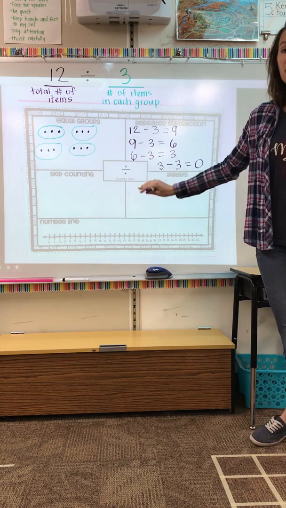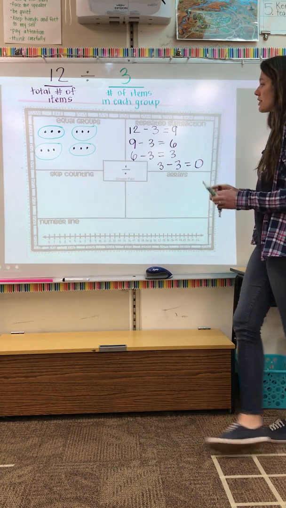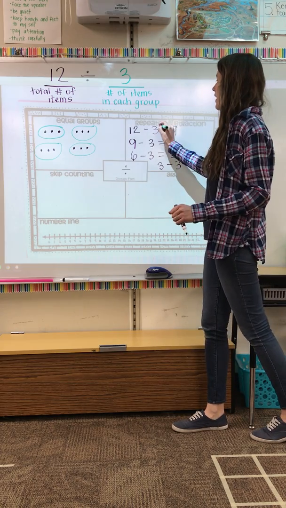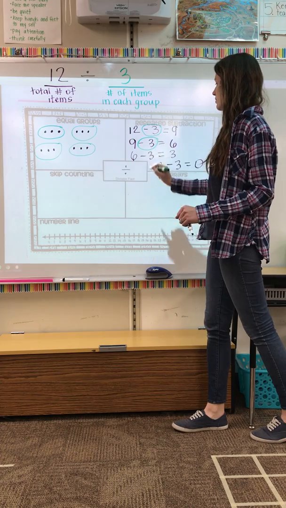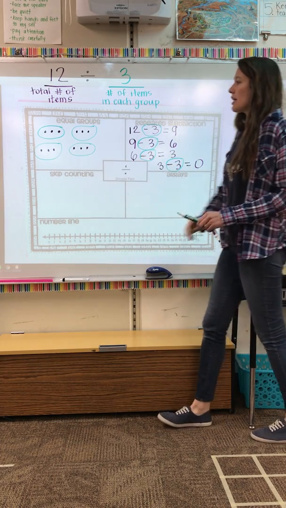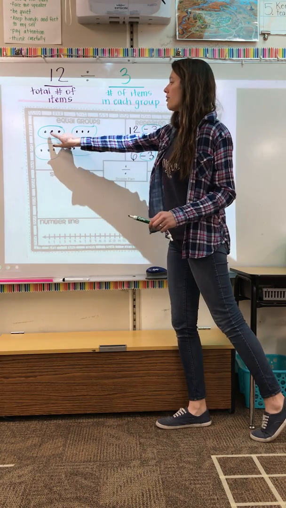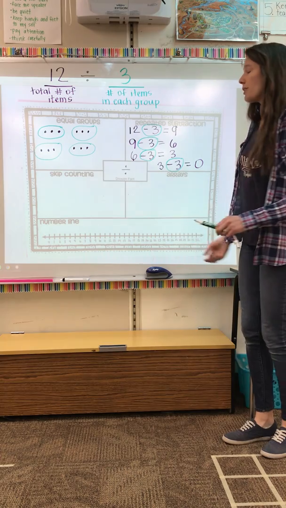Remember, the goal with repeated subtraction is to get all the way to 0. That's how we know we found our answer. And we can look here. I have subtracted 3, 1, 2, 3, 4 times. And you'll see in my equal group strategy, I have 1, 2, 3, 4 groups of 3.